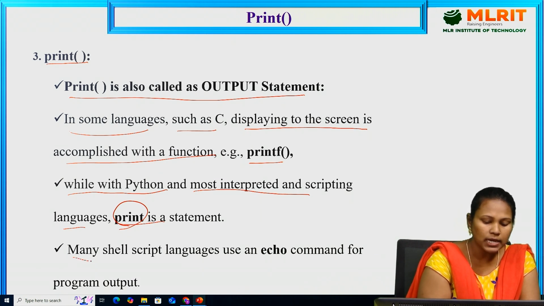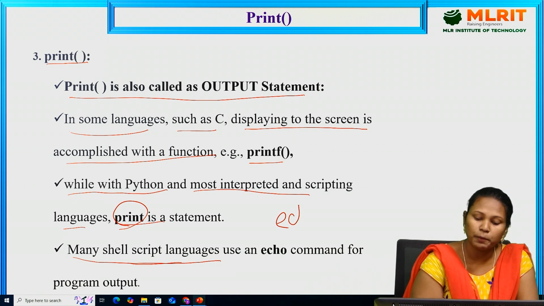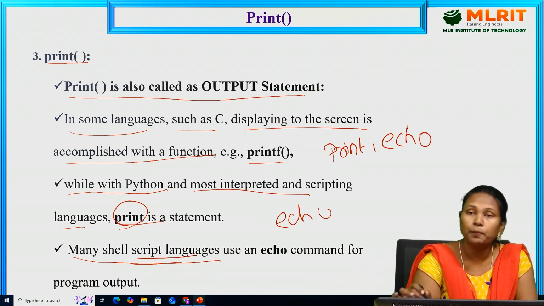Some shell script languages use echo for printing the message on the screen. So in C, we use printf. In Python, we use print. In shell commands or scripting languages, we use the echo command for printing data on the screen. Echo is also an output statement.